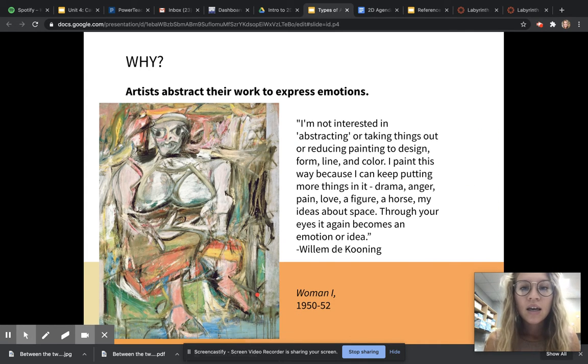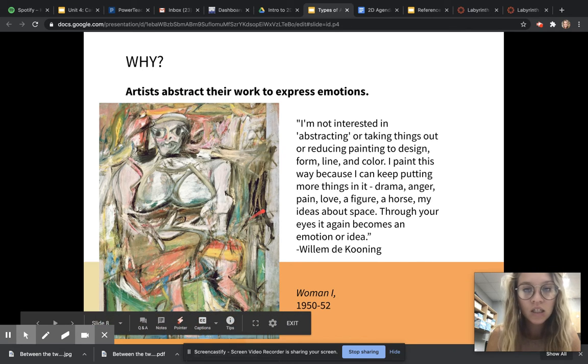Another reason why is going to be expressing emotion. If it's not going to be absolutely realistic and representational, then there's got to be a reason why they abstract it. Another reason, other than to focus on one specific part of the subject matter, is to express some sort of emotion. So this is a quote from Willem de Kooning about this artwork right here called Woman Number One.